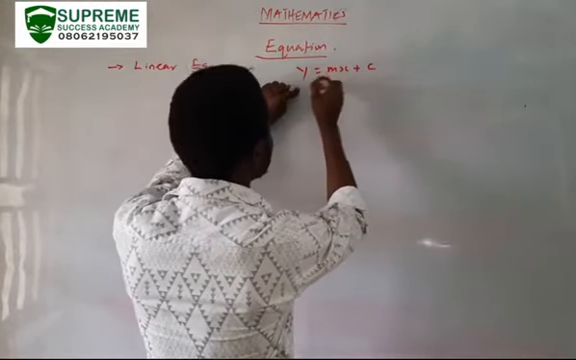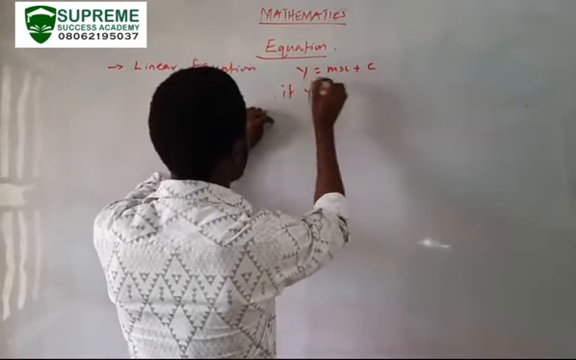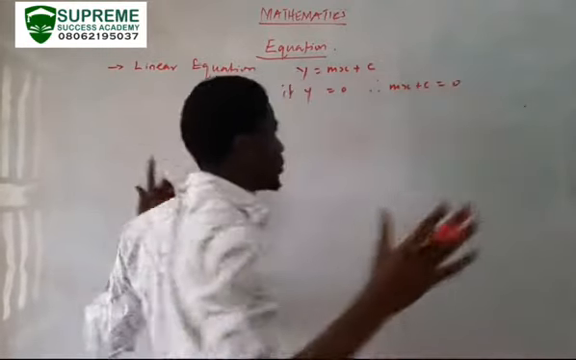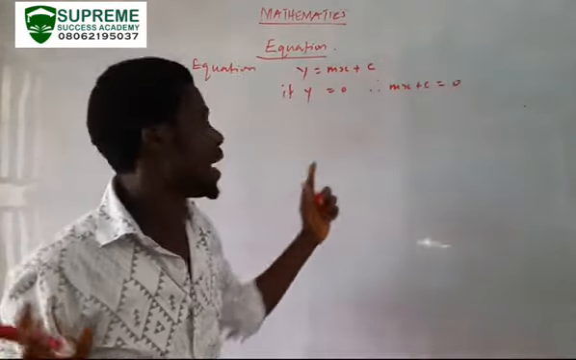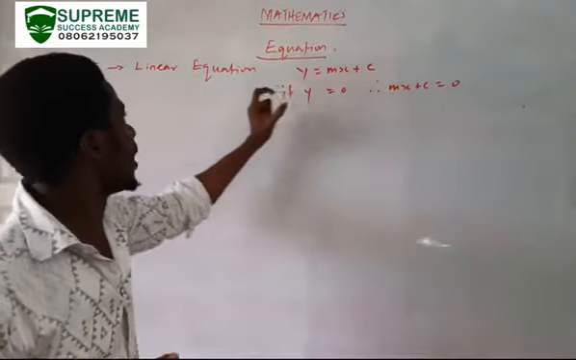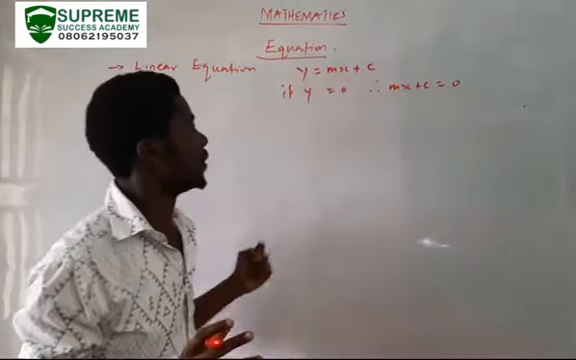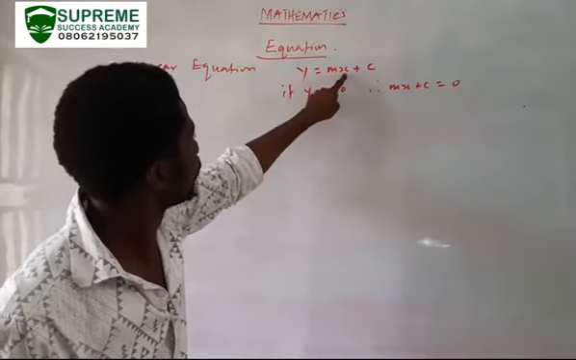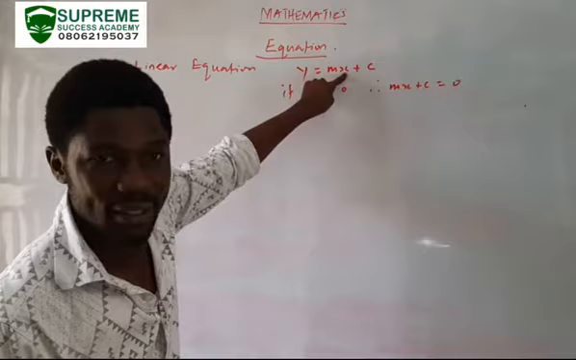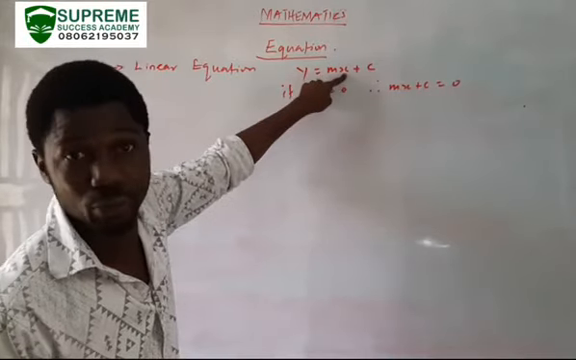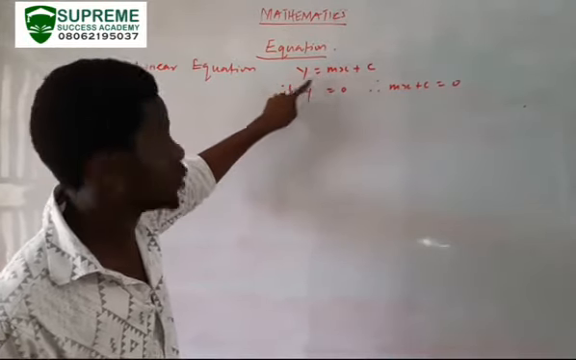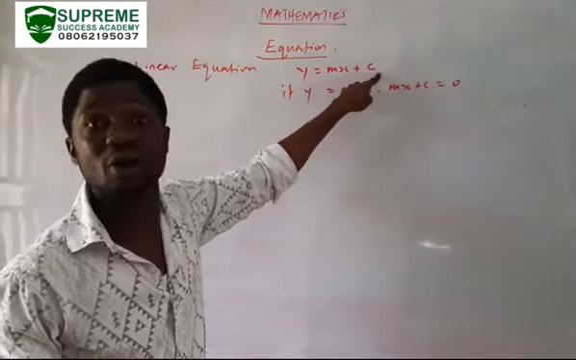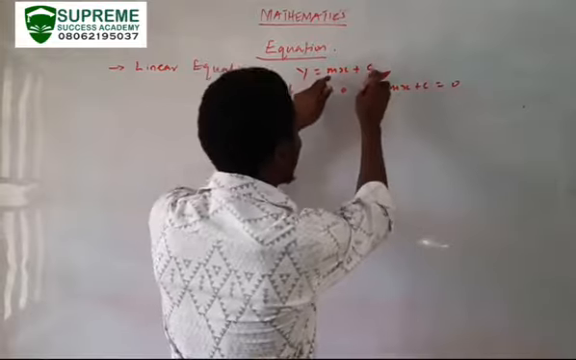Take note of something here. If y is 0, what are you going to have? You're going to have mx plus c equals 0. That's all. Take note of that. Now let me talk about how you can solve this, and the implication of this. For a known value of x, x is the independent variable, y is the dependent variable. For a known value of x, we can obtain y. m and c are constants. Take note: m and c are constant.